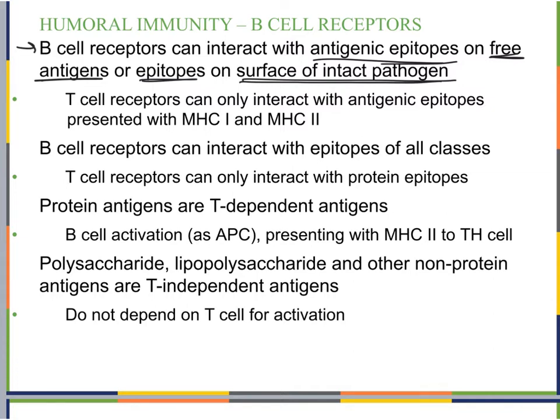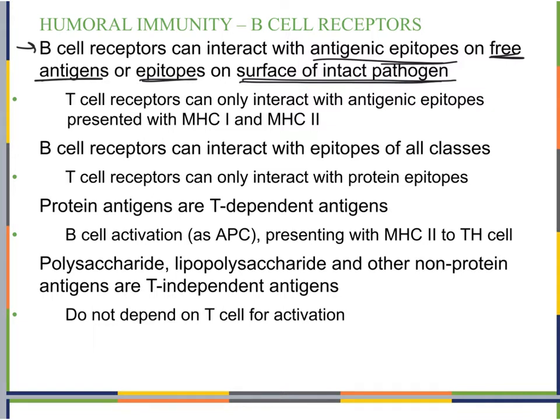Or if it is a free antigen floating around, so say some bacteria have already been destroyed and then those free antigens are floating around in the fluid and one bumps into one of these B cells that are naive but it matches perfectly, then it will activate that cell. So on a free antigen, if it's floating around, or epitopes on the surface of an intact pathogen.